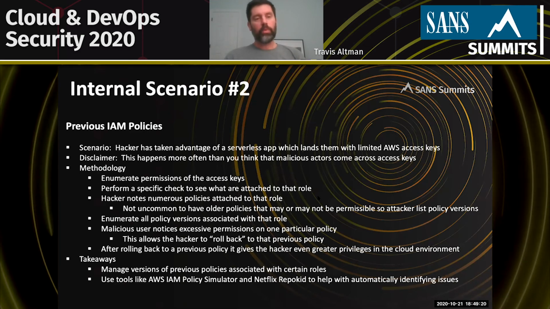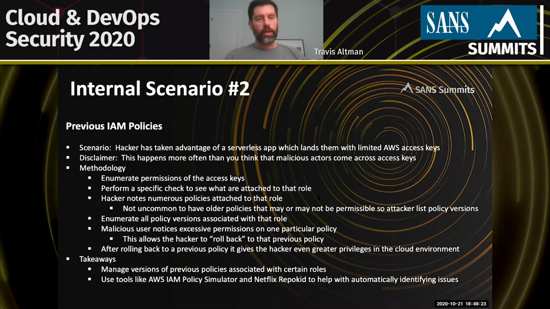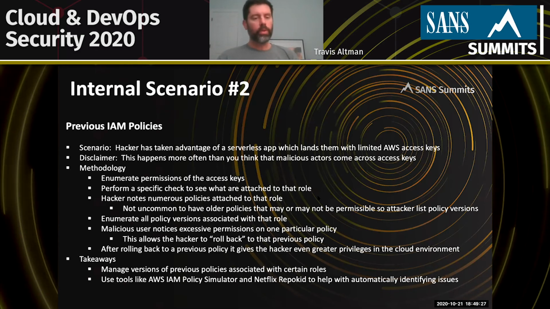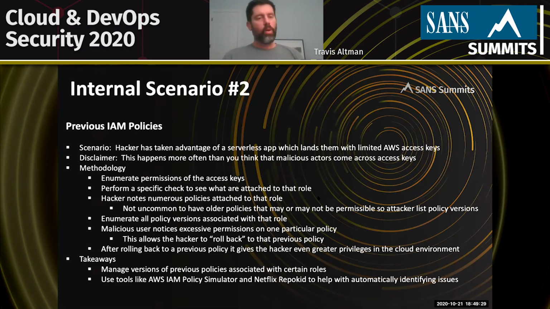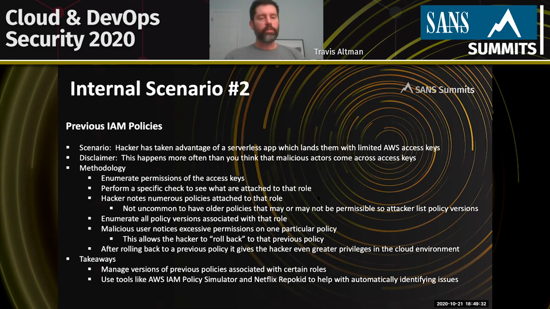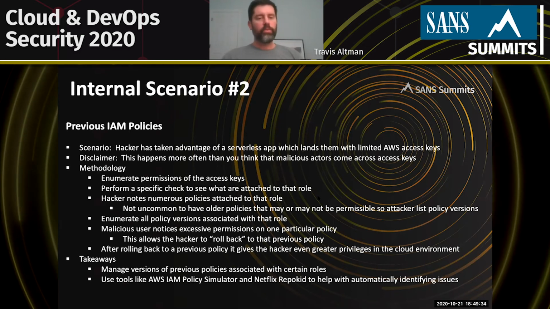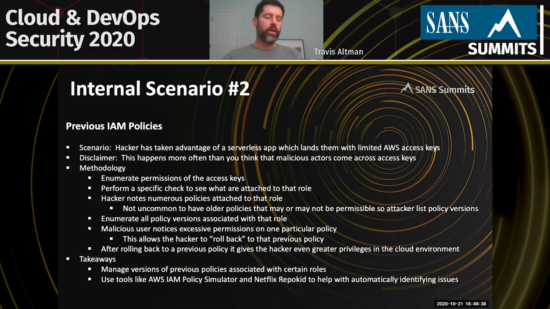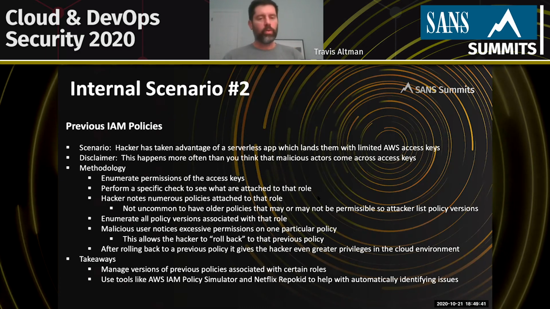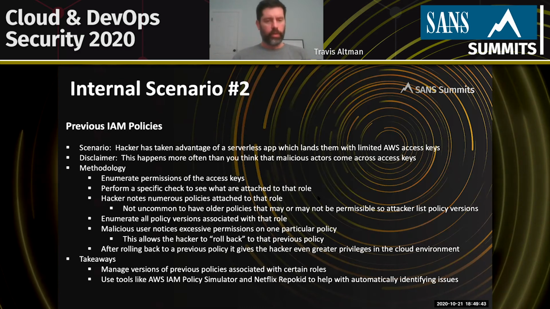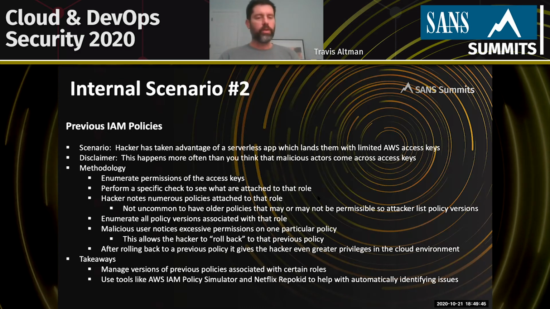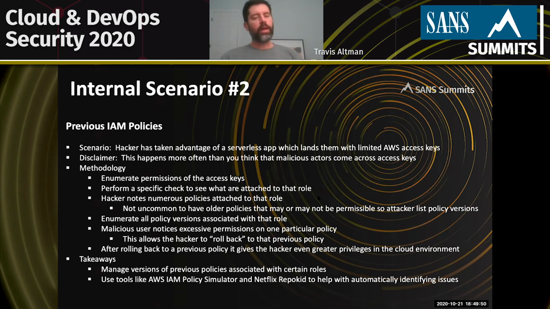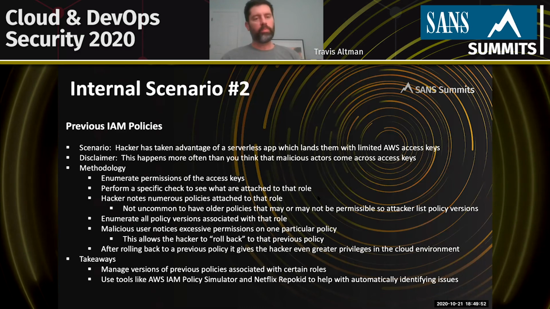So good job on the engineers and the developers for limiting this role. But once again, they're going to want to see, hey, what other permissions do I have? And so they perform a check to see what is attached to that role. That's a common enumeration technique: I have this role, what's attached to it? So the attacker notes that there are numerous policies attached to the role. It's not uncommon to have older policies that may or may not be permissible, right?